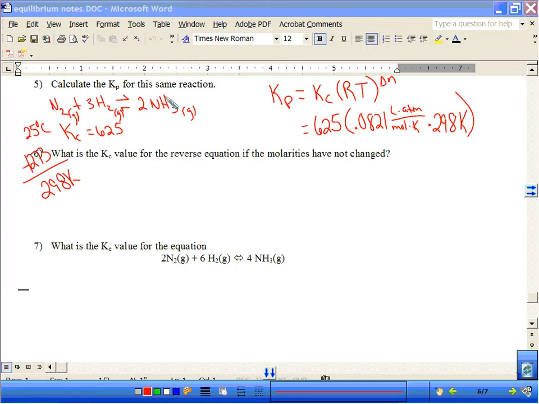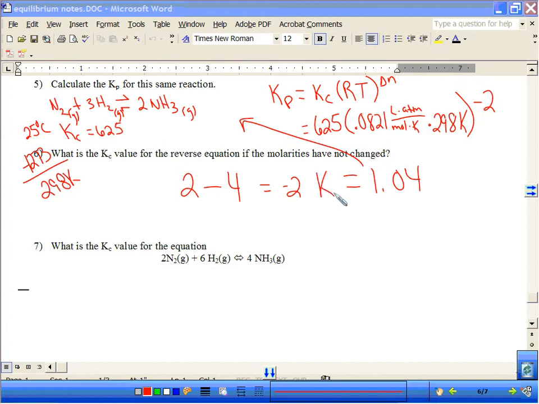So if we look here, we've got 2 moles of gases on the product side, minus the moles of gases you have on the reactant side, where you have 3 and you have 1. You have a total of 4 there, so 2 minus 4 is negative 2. So we're going to be raising this to the negative 2 power. And if you do the math here, I do believe it comes out to be 1.04. This is our answer for number 5.